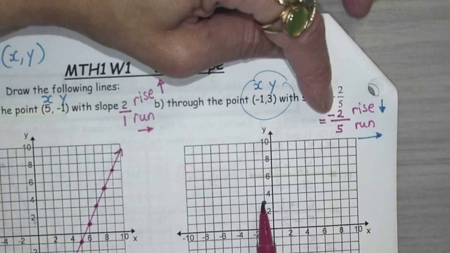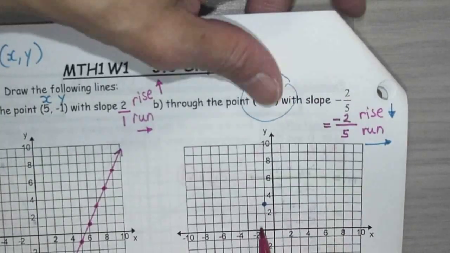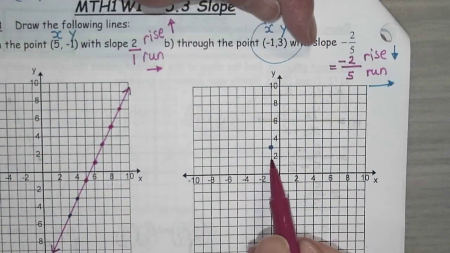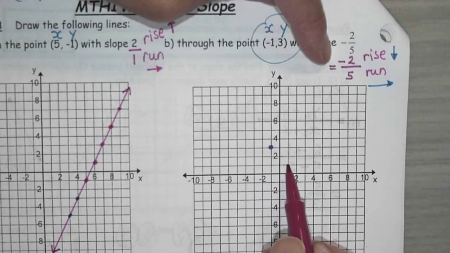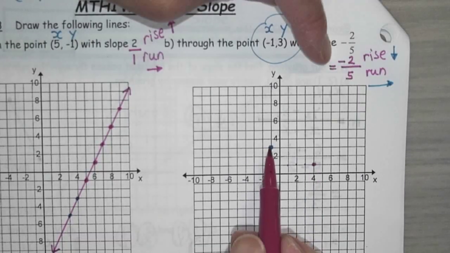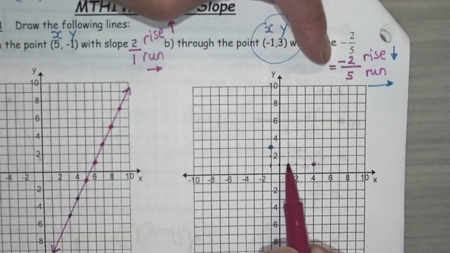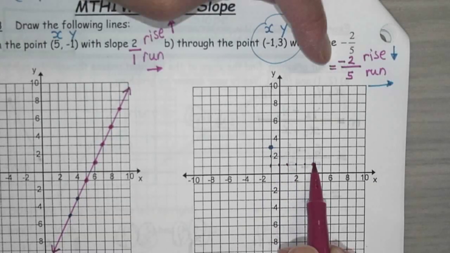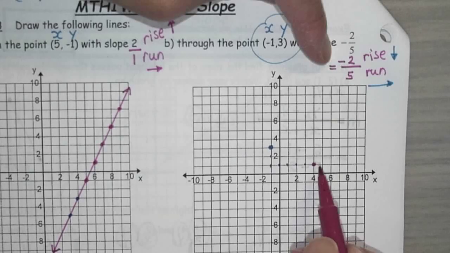So look, from here, 1, 2 squares down, and 5 to the right. 1, 2, 3, 4, 5. Count with me one more time. From my point, 1, 2, down, 1, 2, 3, 4, 5. There's my new point. Try the pattern from here again.